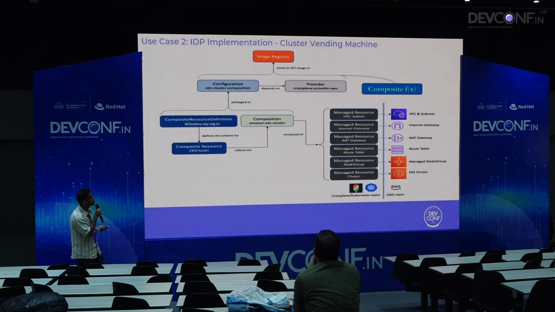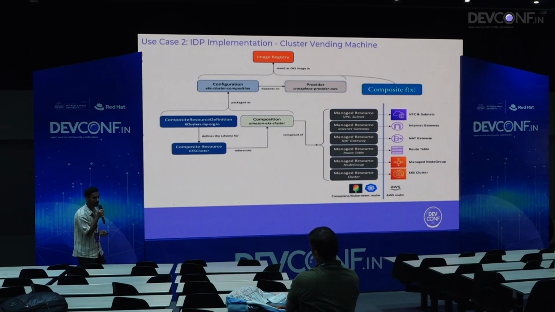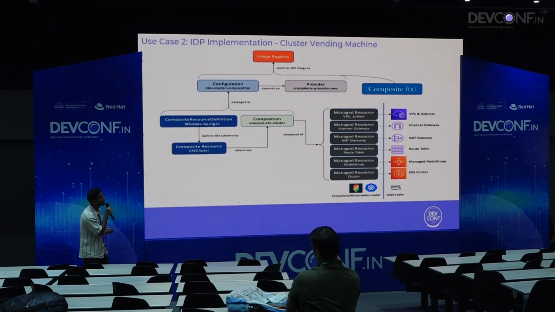So for this, you need to create a composite resource definition. Then you have to create a composition, which will consist of all the managed resources. And finally, the dev will create the composite resource, which is like the first instance of that class, and which actually creates the Kubernetes cluster.